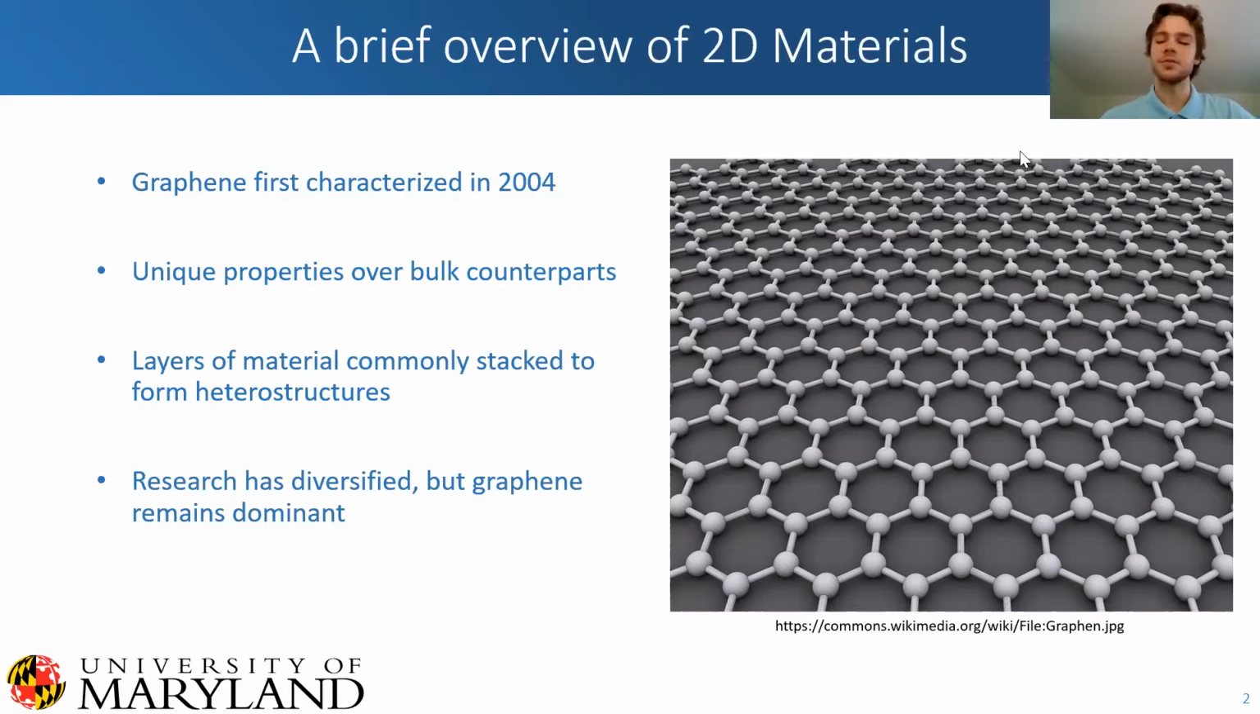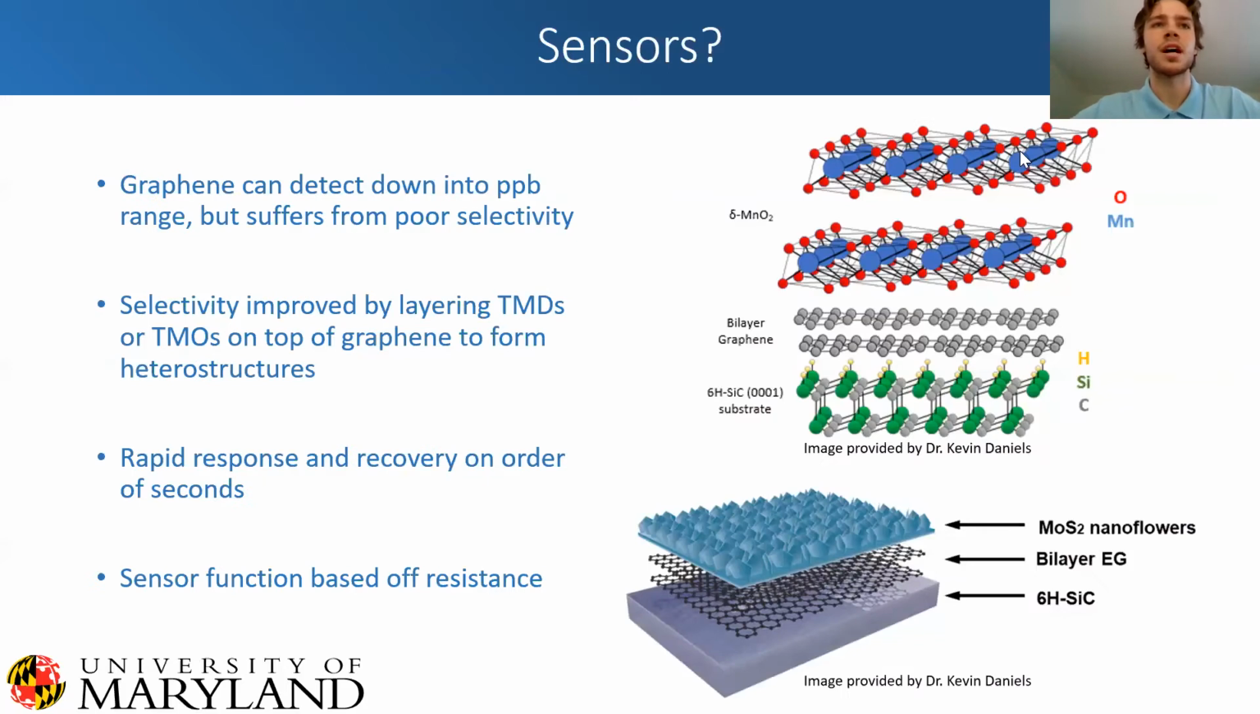And layers of different 2D materials are typically stacked to form van der Waals heterostructures, which have unique properties from the individual layers of 2D materials. And research has diversified since 2004, but graphene has remained dominant. So graphene is very good at sensing things down into the parts per billion range, but it suffers from poor selectivity. So basically, it can sense almost anything, but it can't really distinguish between different molecules.